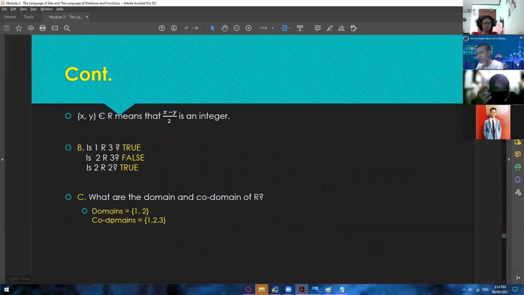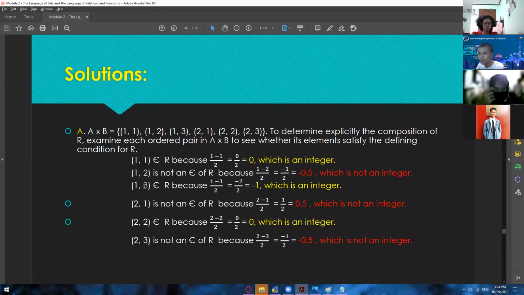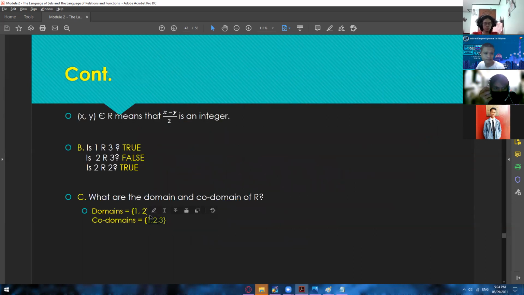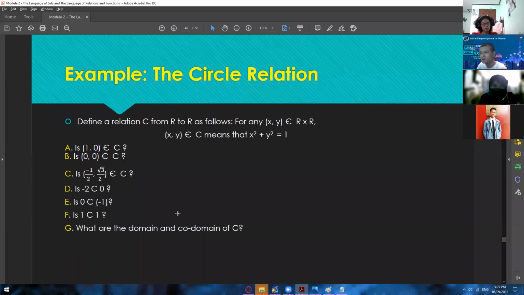And then for the codomain, that is the second element. So we have 1, we have 3, and then we have 2. As a result, we have 1, 2, and then 3. For this one, you have to check the ordered pairs which form the relation. So are we clear with letter C, the domain and codomain? Yes, sir. Okay, very good. Answer as quickly as possible since we are now running out of time.